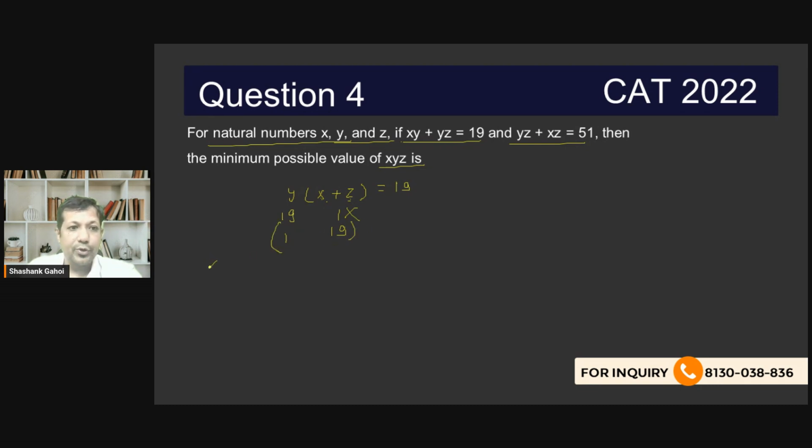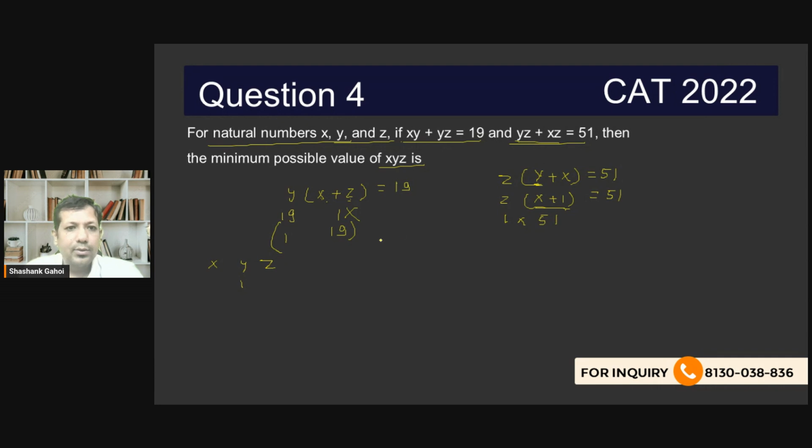So I am going to get x, y, z, where y is 1. I am going to go with the second statement. So I am going to take z common, y plus x, and that's equal to 51. I already know the value of y is 1. So it is going to be z(x plus 1), and that's equal to 51. Now this value cannot be 1, this value should be greater than 1. So I can write it as 1 into 51.